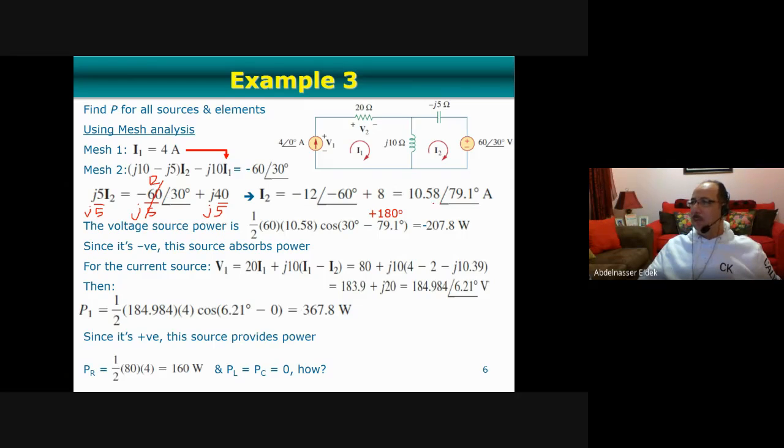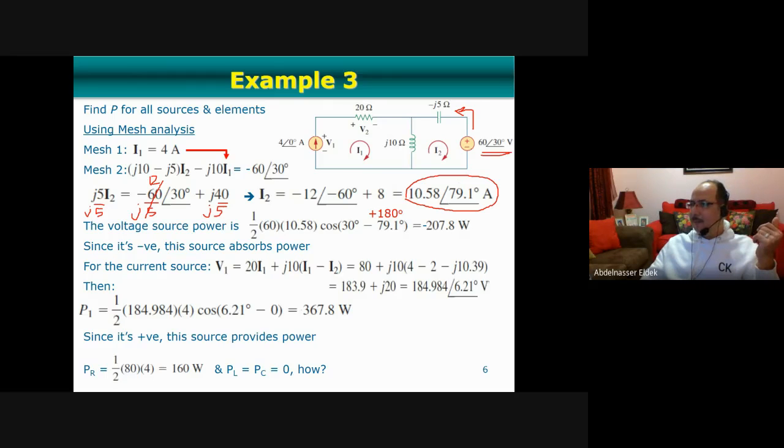So this will be I2, and then you can calculate I2 like this. This will be the final answer for I2. Now if you want to find the voltage source power, this voltage source power here, then you need to calculate this current and multiply this voltage times this current. This current is negative I2. So it will be the negative of this one.